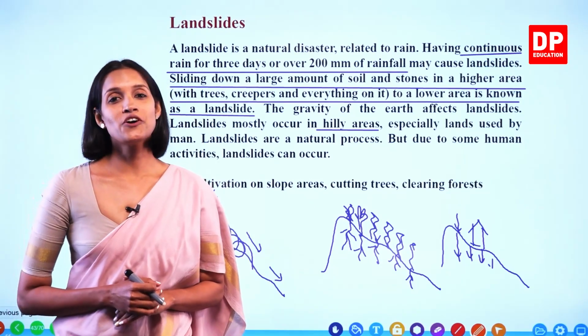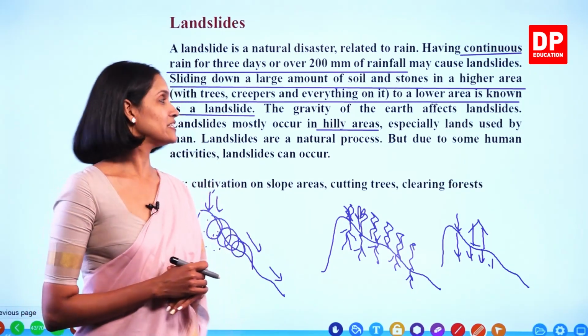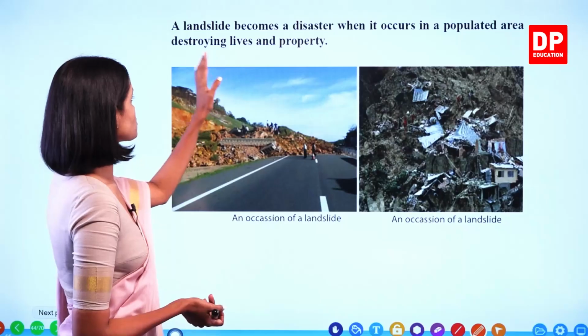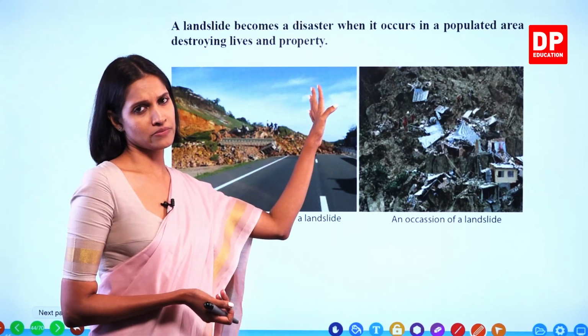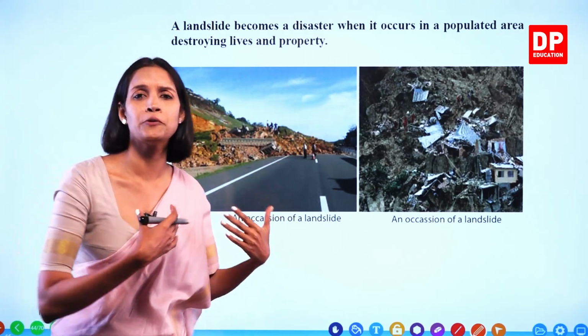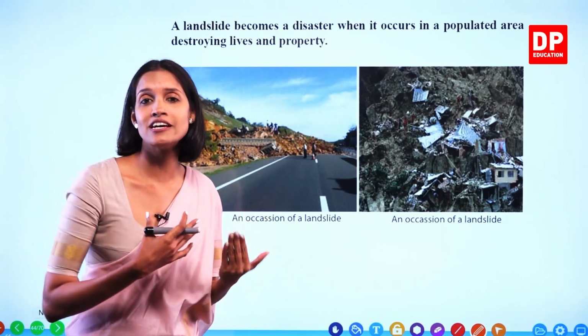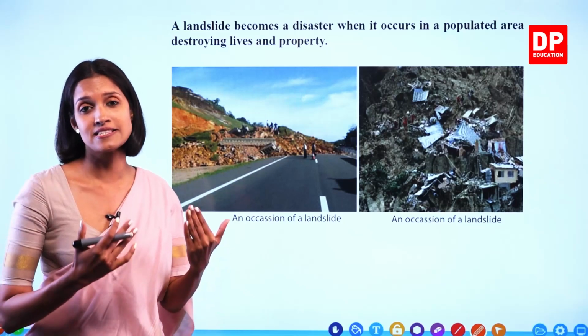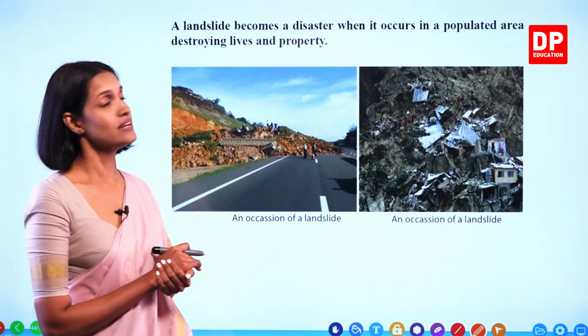So you watched the video on landslides, and I hope it's clear now. We'll move on to the next. A landslide becomes a disaster when it occurs in a populated area, destroying lives and property. If people are not living there, if there are no buildings, even if a landslide occurs, it's not destructive. It's not considered a disaster, even if it is destructive, right?